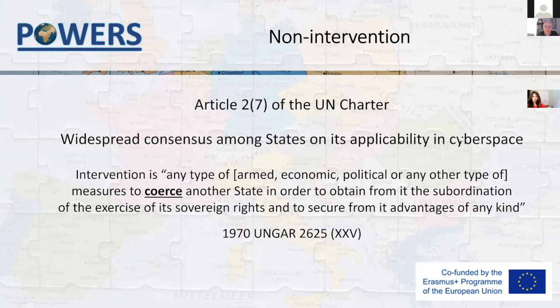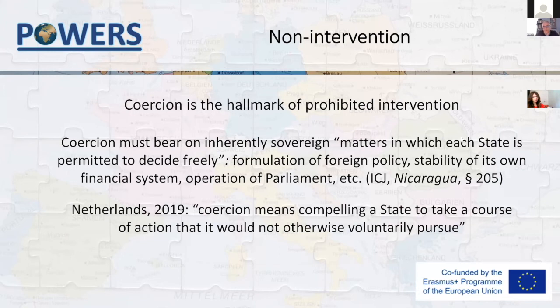So, the use of any type of measures to coerce, this is the magic word, coerce another state in order to obtain from it the subordination of the exercise of its sovereign rights and to secure from it advantages, well, any type of coercive measure is strictly forbidden by international law. So there is a very wide application of this principle to real world situations and to cyberspace interaction and situations. Of course, coercion is the magic word, is the hallmark of prohibited intervention.